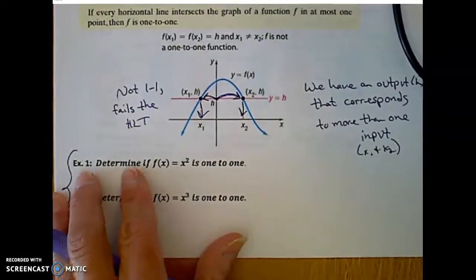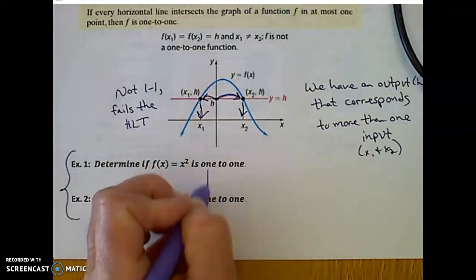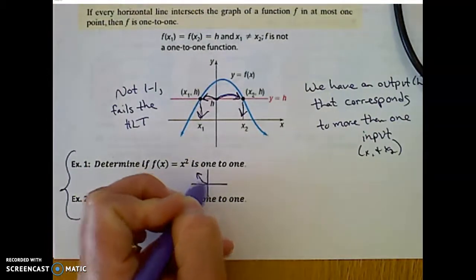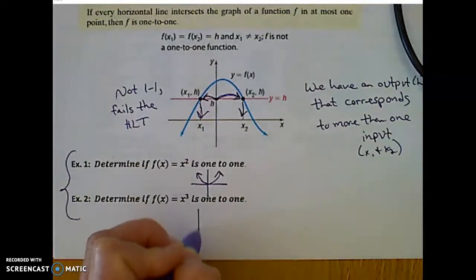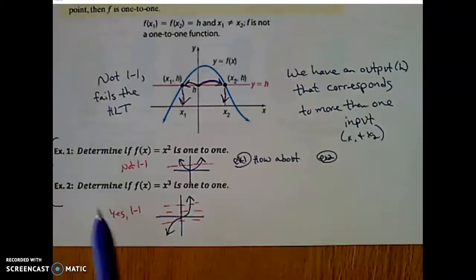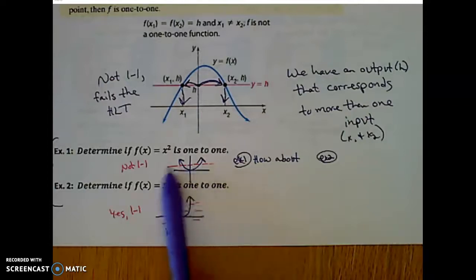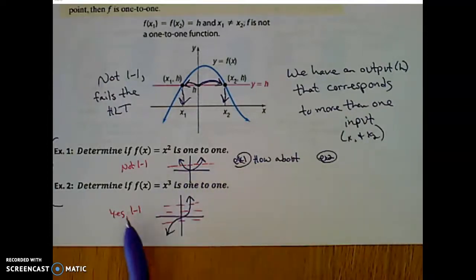These are too easy for you. I'll give you another case. Determine if f of x equals x squared is one-to-one. And determine if f of x equals x cubed is one-to-one. And then I want to ask you 2 more. Okay, that was too easy for you. X squared is not a one-to-one function. It fails the horizontal line test. But f of x equals x cubed, yes, is a one-to-one function because it passes the horizontal line test.